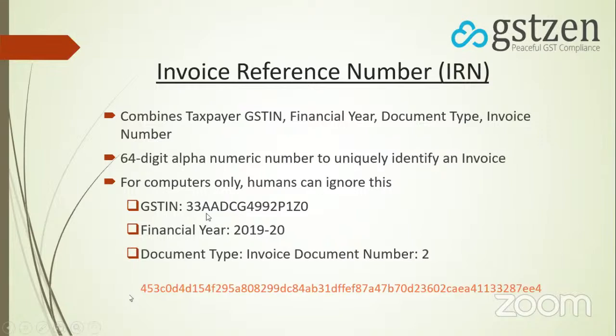It is only readable by computers. You will not be able to make sense of the number if you just look at it. That is why you cannot generate IRN for one invoice multiple times. Let's say invoice number 1, you have generated an e-invoice for it. You would not be able to generate an e-invoice again during the same financial year for the same invoice number.